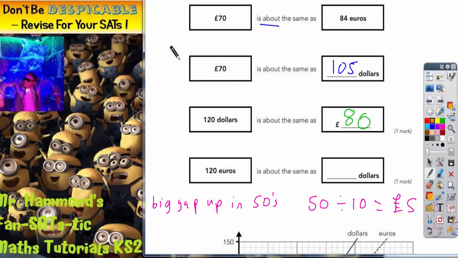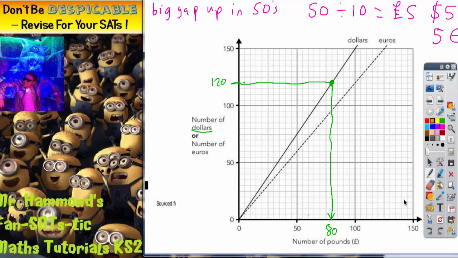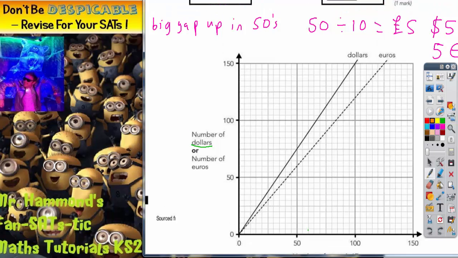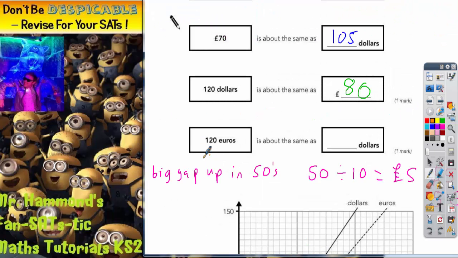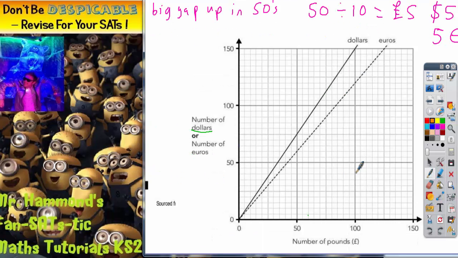The final question is a little bit trickier. So again, let's rub this out to avoid confusion. So we're being asked to compare 120 euros to find out how much it is in dollars. So 120 euros. So here's the euros scale. So 120 would be 105, 110, 115, 120. So it's there. So we need to go across to 120 euros, which is there. And we need to find how many dollars this is.